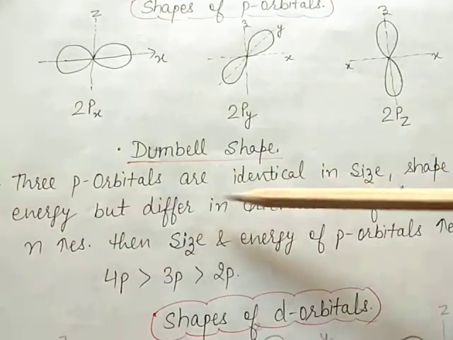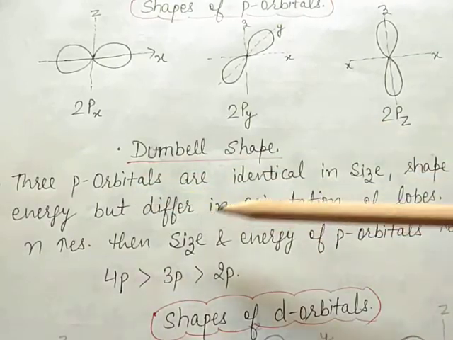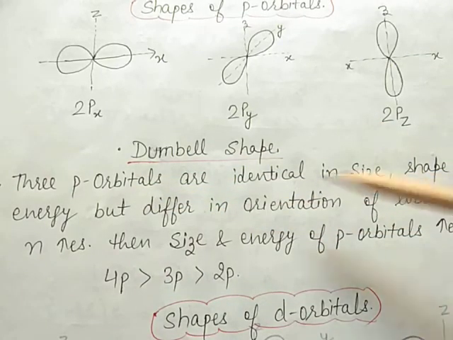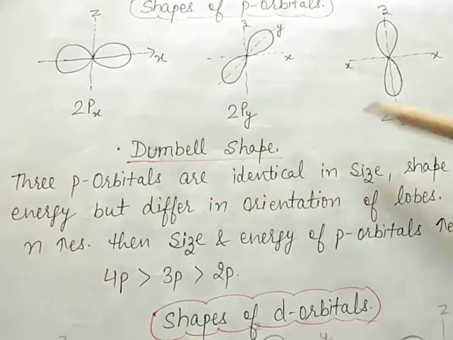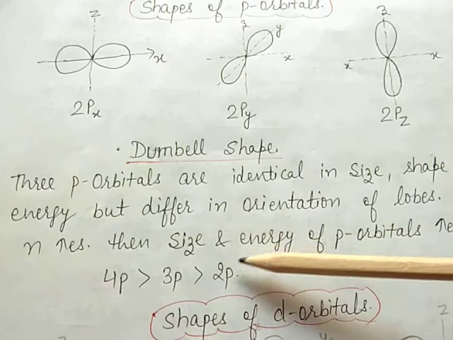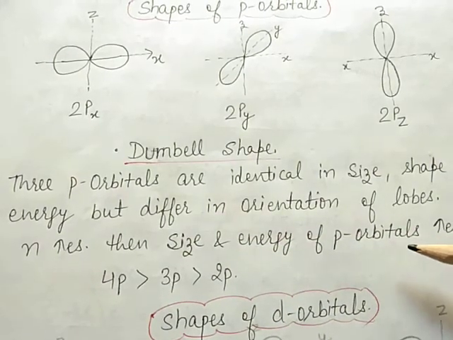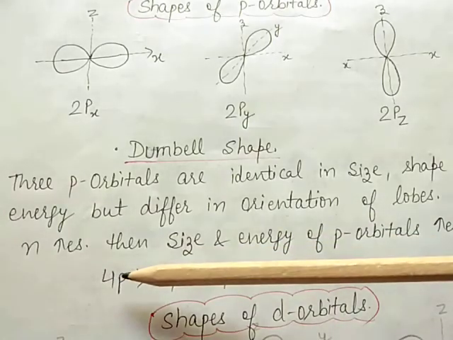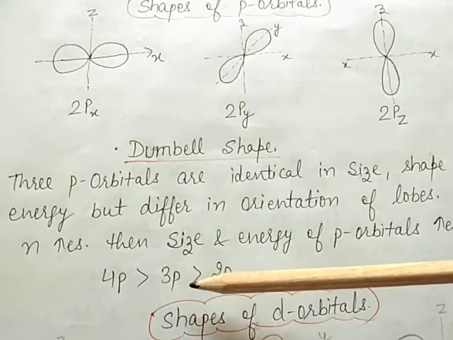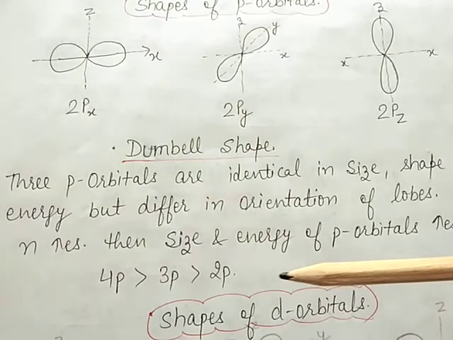So 3p orbitals are identical in size, shape and energy, but differ in the orientation of lobes, like x-axis, y-axis and z-axis. As the n value increases, the size and energy of p orbitals also increases. 4p orbitals are greater than 3p orbitals as compared to 2p orbitals, in this sequence.